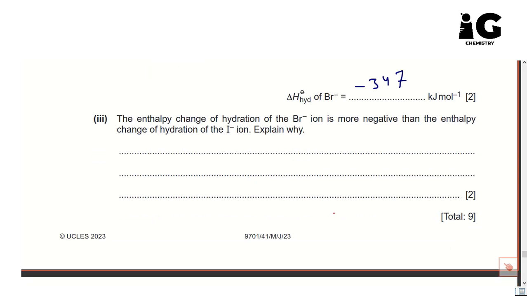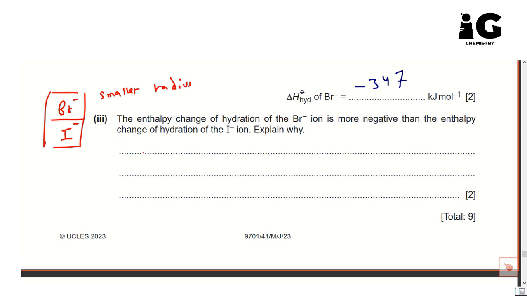Okay, part triple I: the enthalpy change of hydration of the Br negative ion is more negative than the enthalpy change of hydration of the iodide ion. Explain why. Actually, guys, both of them are in the same group in the periodic table, but Br is above I. This is group 7 or 17, the halogens. So if we talk about ions, the one above has a smaller radius or ionic size, and the one down has bigger ionic size.